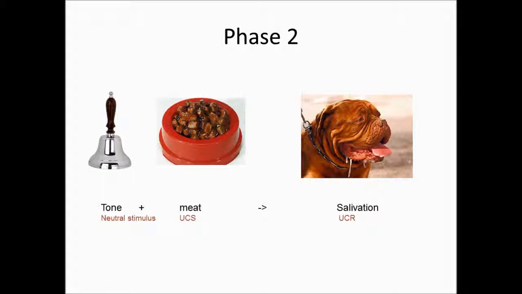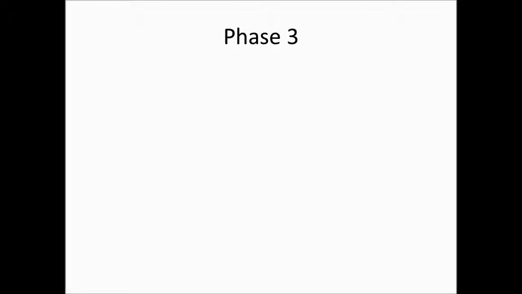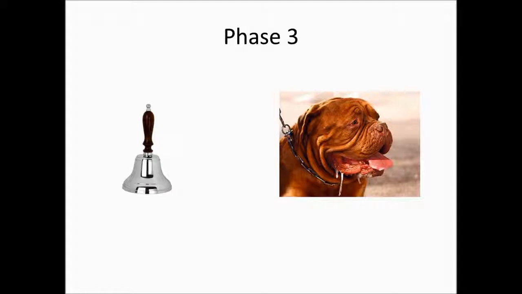So, we combine a tone with meat, it still results in salivation, but the salivation is because of that meat, the unconditioned stimulus. Phase 3, take away the meat. Tone on its own results in salivation. This tone is now known as the conditioned stimulus because we have conditioned it to happen. Learning has taken place. This tone has an association with meat and produces a conditioned response. We have caused that response to happen. That's the learning.